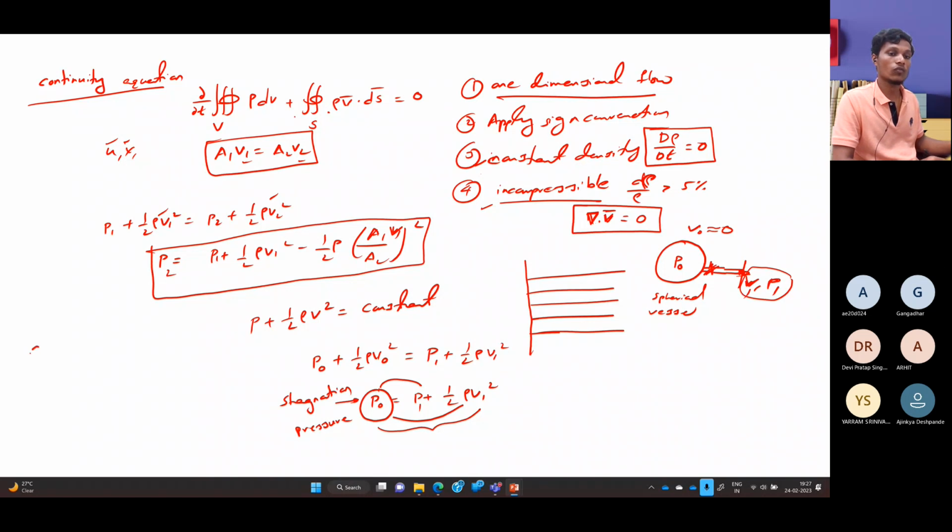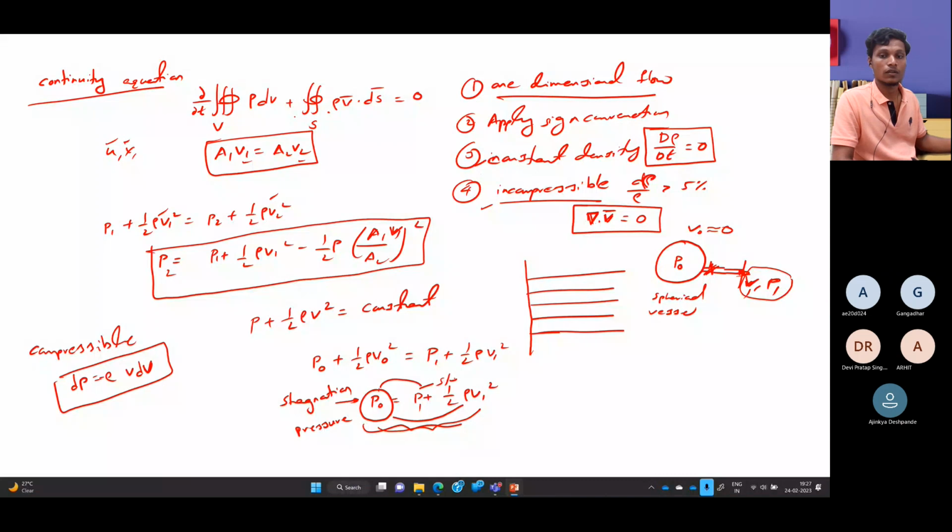But if you go for compressibility, you need to come up with Euler's equation, that is dP equals minus rho V dV. For deriving the relation between static pressure and stagnation pressure, this is static, this is stagnation, and this is the kinetic energy.